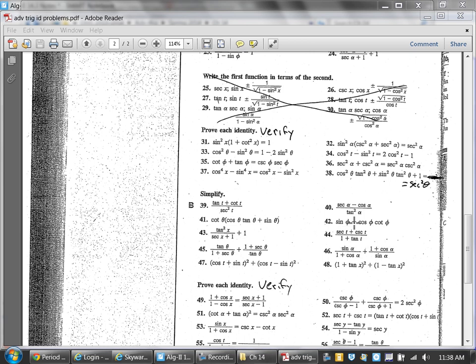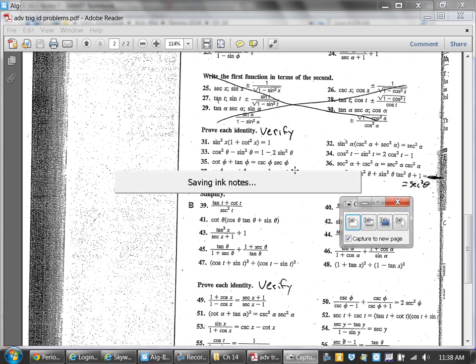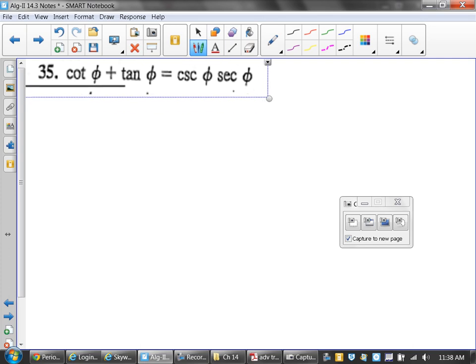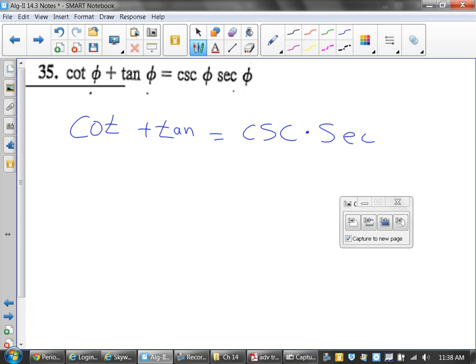They're not that bad. Well, they can be. Look at that, it's a Greek letter. Theta. So cotangent plus tangent, we want it to equal cosecant times secant. Is that phi? Yes, phi. It's another Greek letter, another variable.